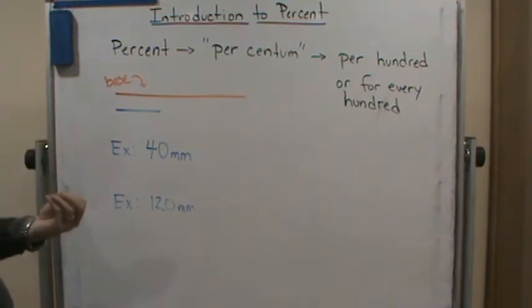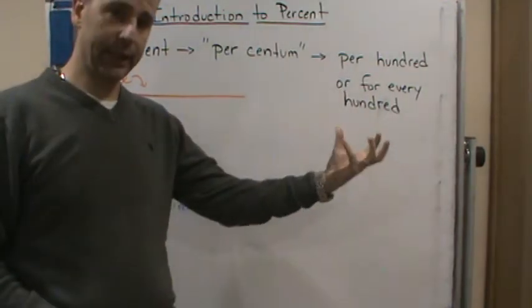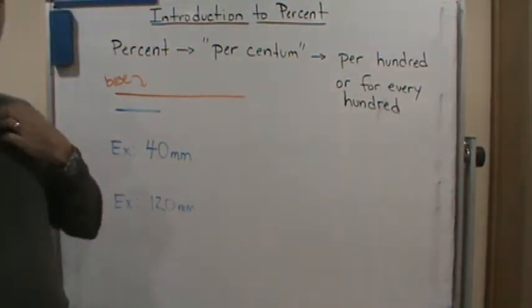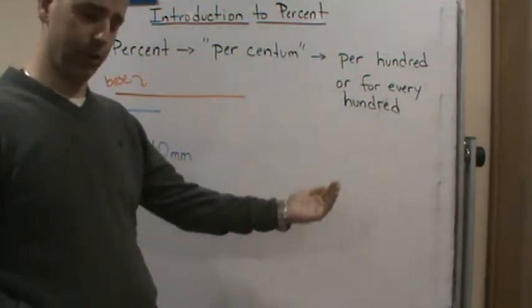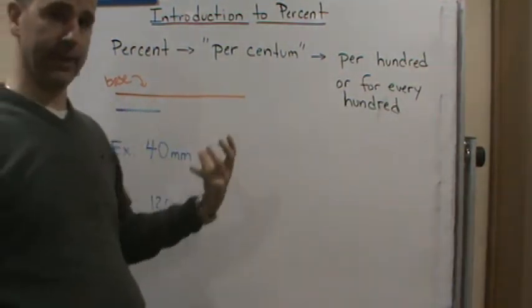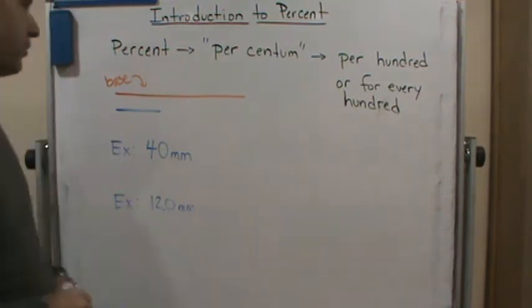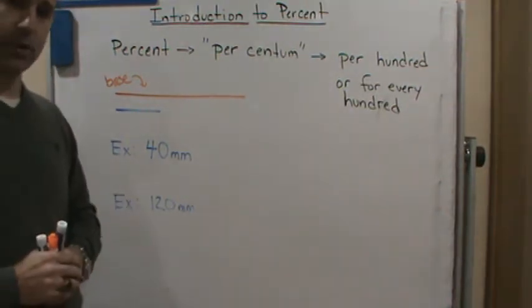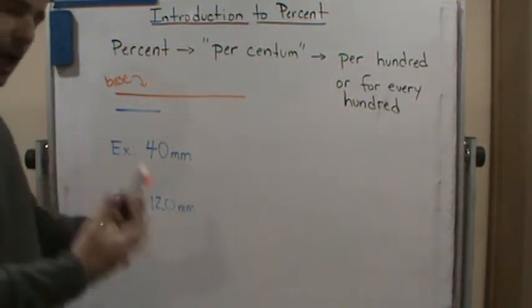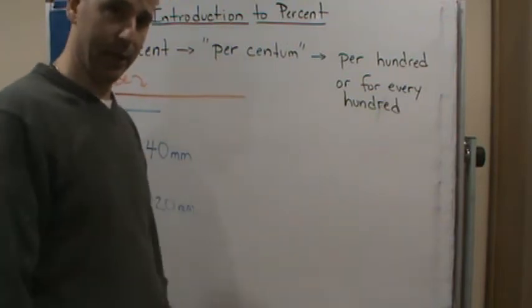So 40% means 40 out of 100. Or 100% means 100 out of 100. Or 50% means 50 out of 100, and so on. And so that's all we mean when we're looking at percentages. Okay? For every 100, this is how many we have.